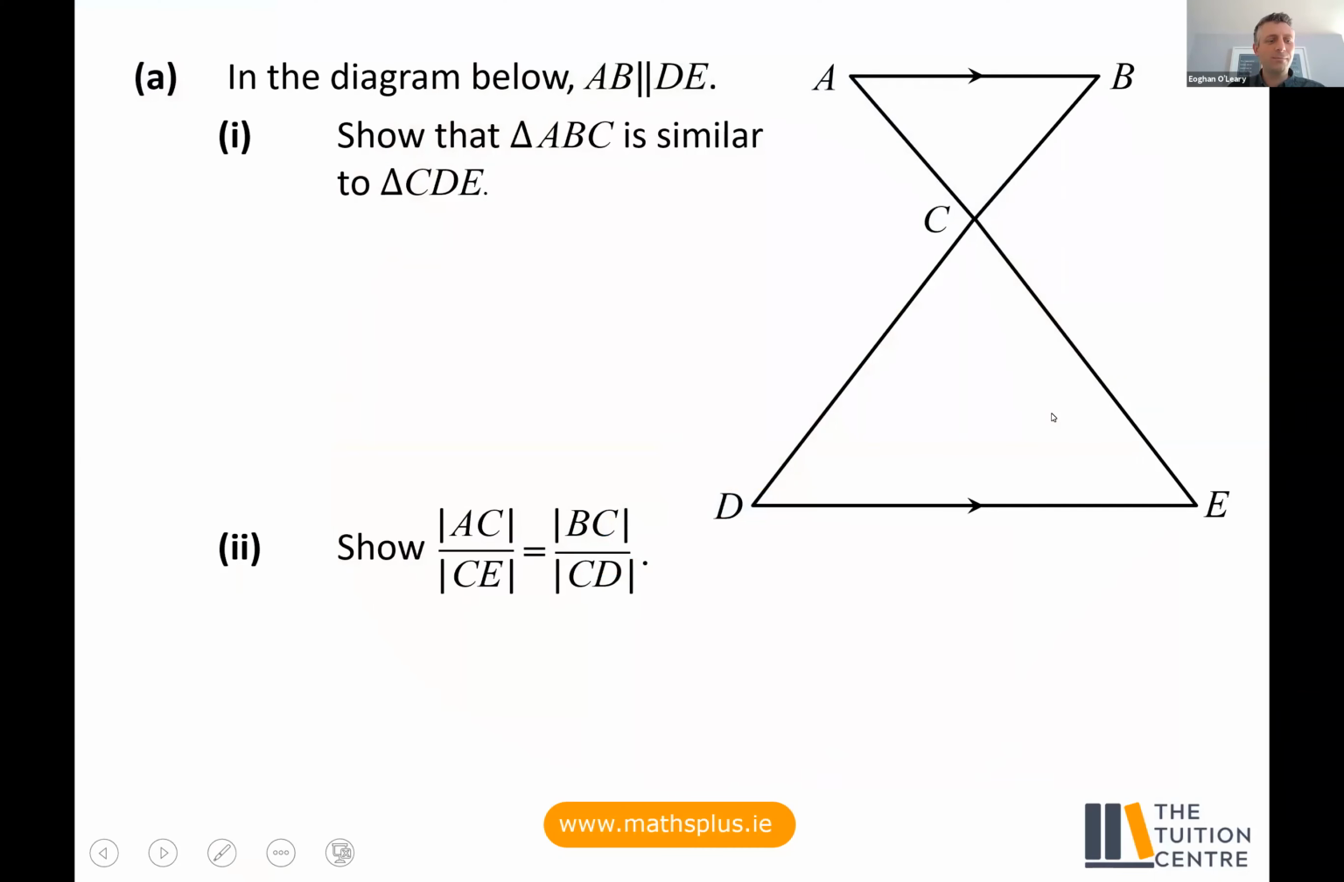I'd be quite sure that some students will avoid this question because they'll see it's geometry and they'll just say, oh, I haven't studied that, or I haven't revised that, and they'll skip it. But I'm going to say I do think this is possibly the easiest question in the paper and the shortest.